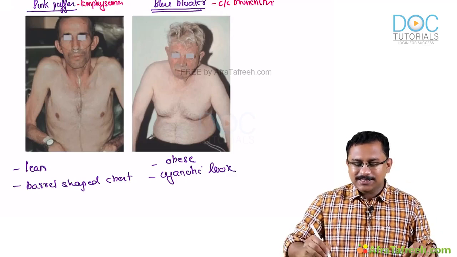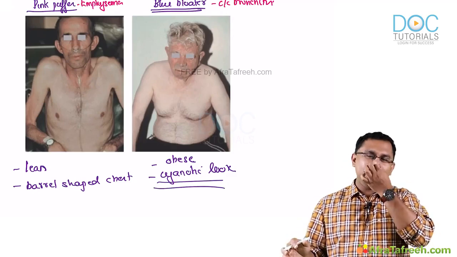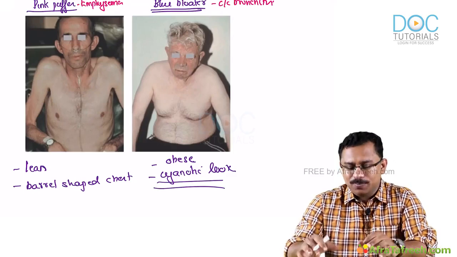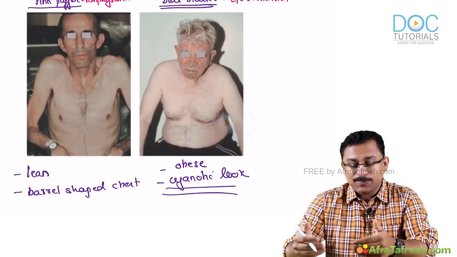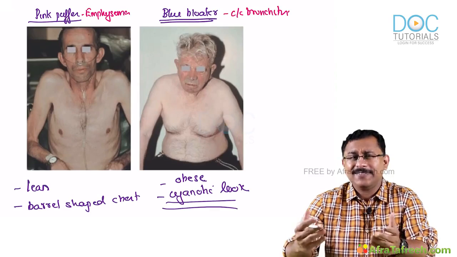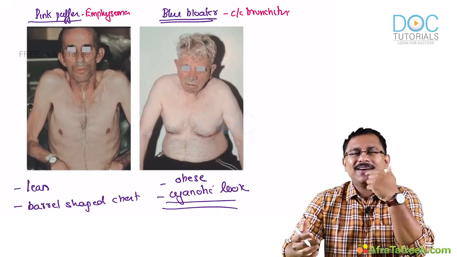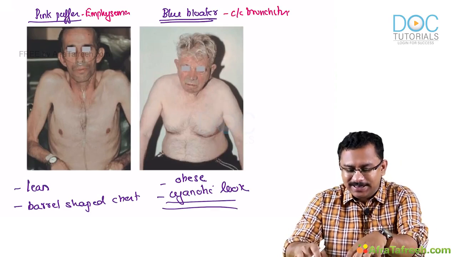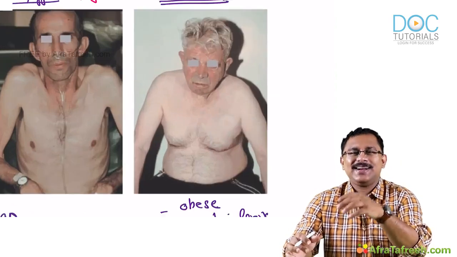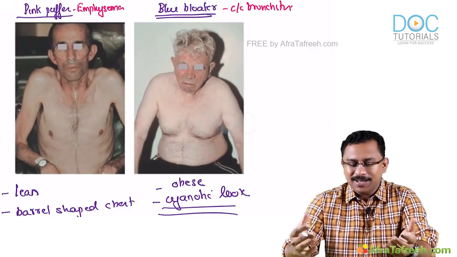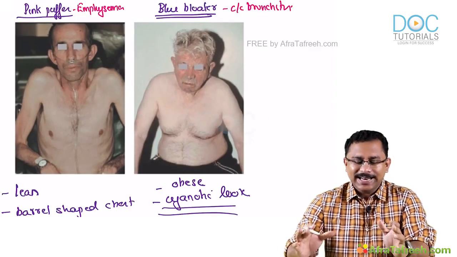But this look, the cyanotic look, is very important. That will help you. Probably, since this is a particular case of a blue bloater, it is not the very typical blue bloater, because in blue bloater sometimes you can have the cyanosis very much appreciated in the lips, which is not much appreciated here. All you can appreciate here is that this man is slightly obese, he is breathless. Okay, so that is it.